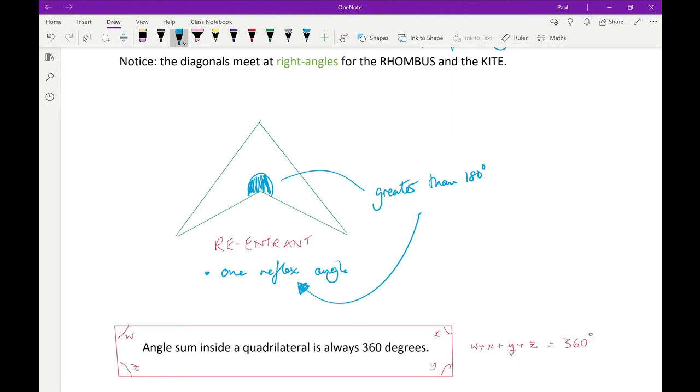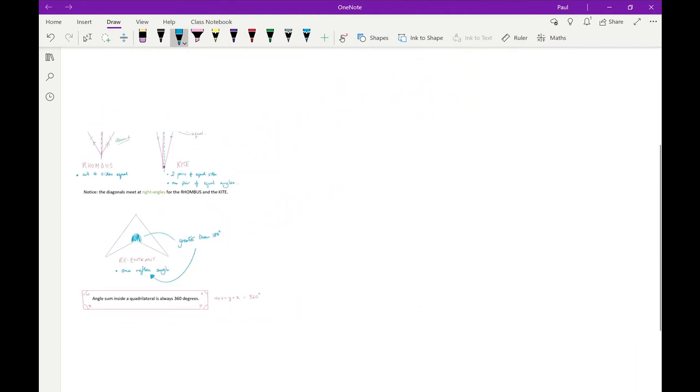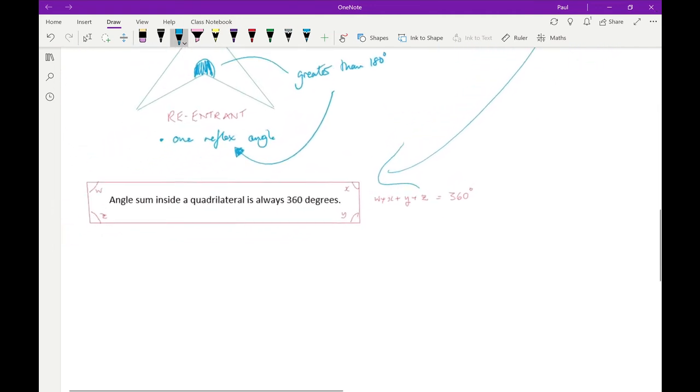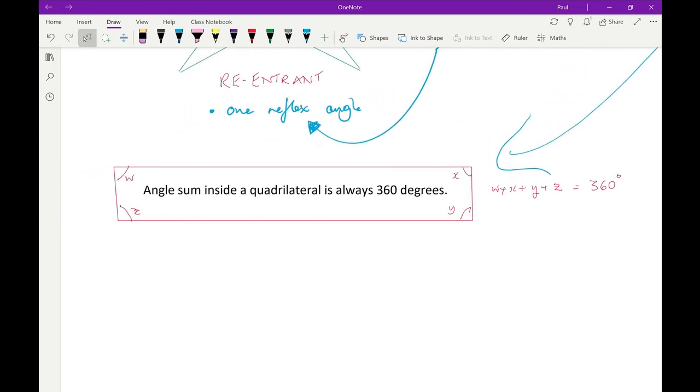Now if we zoom out here, what's particularly common to all of these quadrilaterals is down here. Common to all quadrilaterals is that if you were to add up all of their angles, you make 360 degrees. So in this quadrilateral that's surrounding the equality here, W, X, Y and Z are the four angles, and they make 360 degrees.